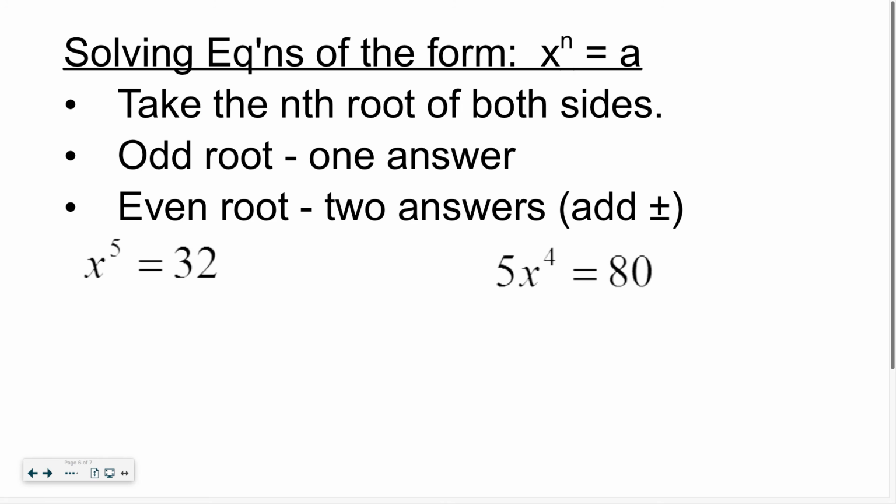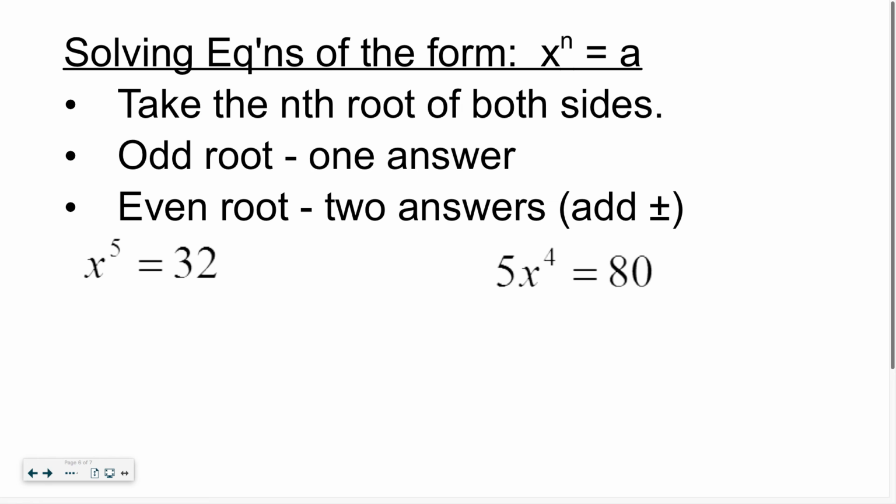And if it's an odd root, you're going to have one answer. It's going to be positive or negative, right? Like x cubed equals 8, the cube root of both sides, x equals 2. But negative 2 doesn't work because negative 2 cubed is negative 8. Versus if it's being raised to an even exponent, that's when we have to add that plus or minus, because we don't know, like if it's x squared equals 4, if it was positive 2 times positive 2 or negative 2 times negative 2.